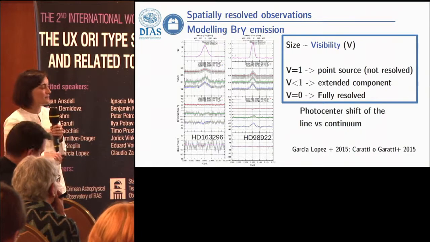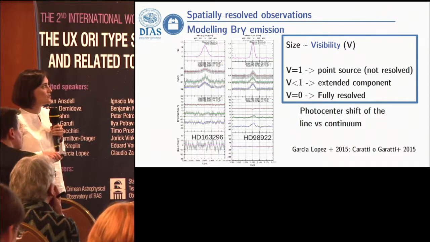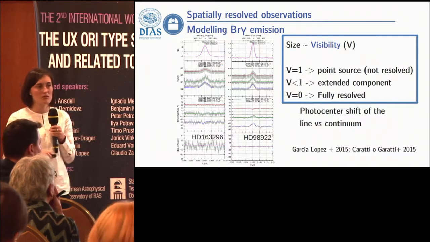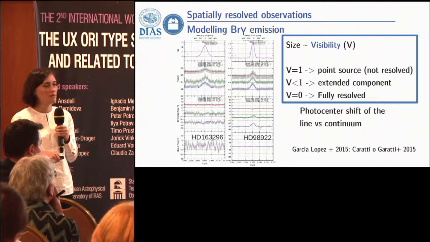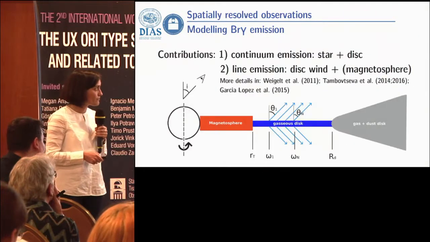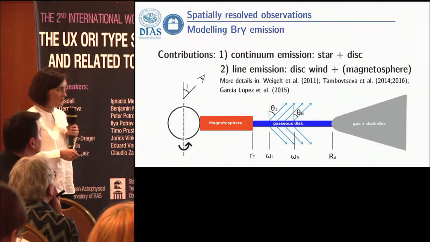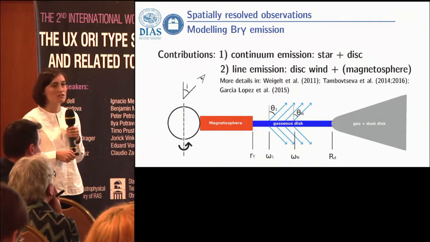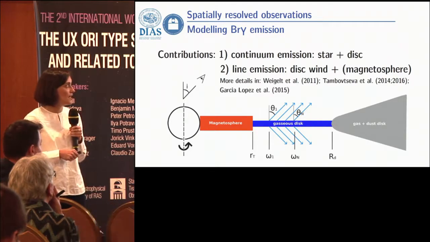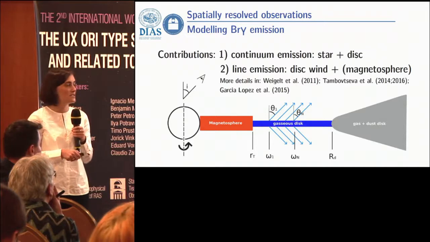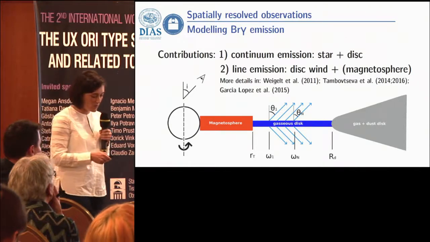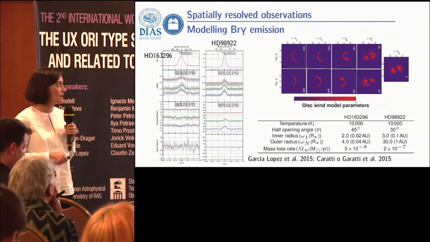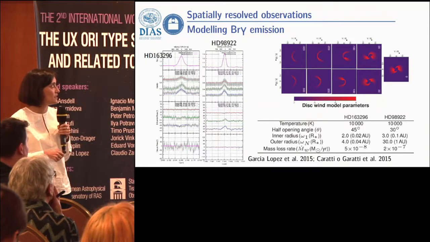And just to remind you, a visibility is a normalized quantity. Visibility 1 means that you are not resolving the source, so it's a point source. When it's 0, it means that your object is fully resolved. So using the model that Larissa described before, which includes the continuum emission from the star plus the disk, and line emission that comes from a disk wind, or if we need it, a magnetosphere, we were successful at modeling the AMBER high spectral resolution observations of these two Herbig stars.